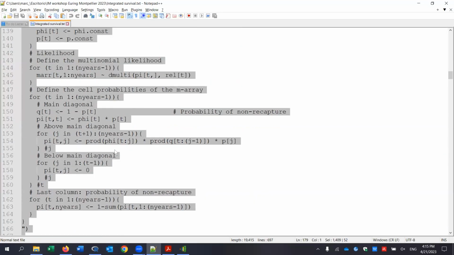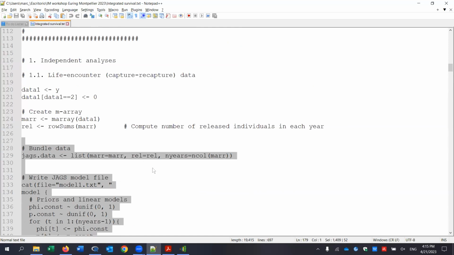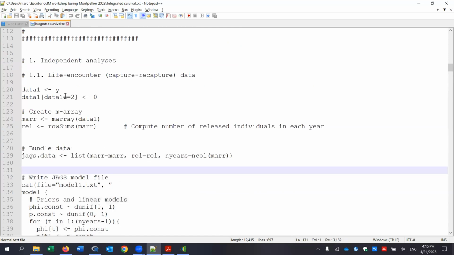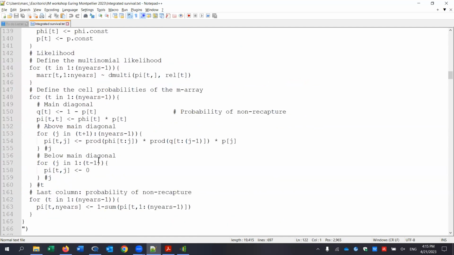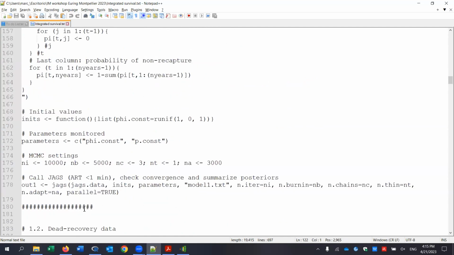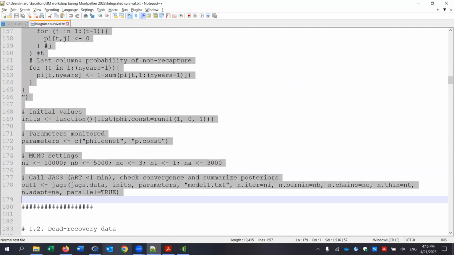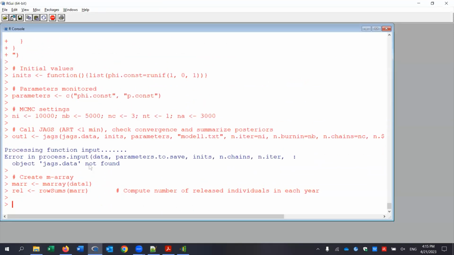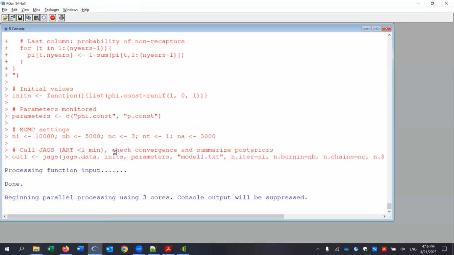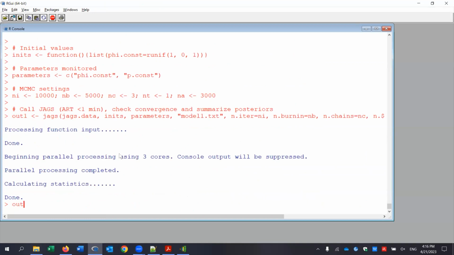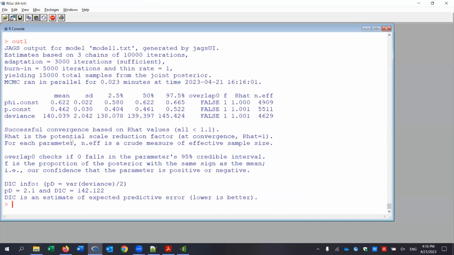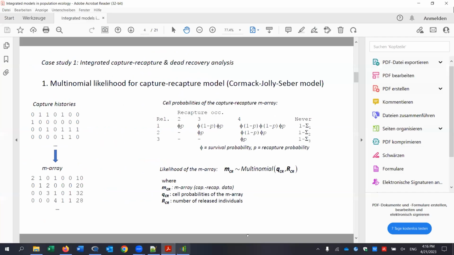What happens here? Maybe I have not computed yet the number of released individuals. Perhaps that's the problem. Right. So we can look at the output. Here we get our estimate of survival, it's 0.622, and the recapture probability 0.46. These are our estimates. Now we go on.